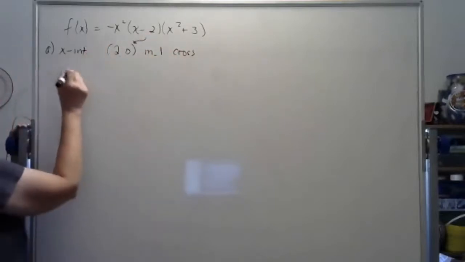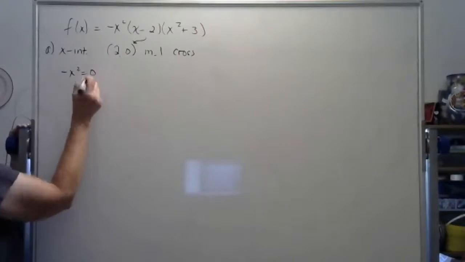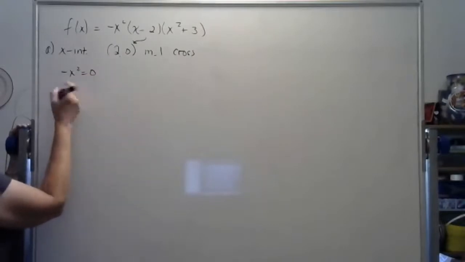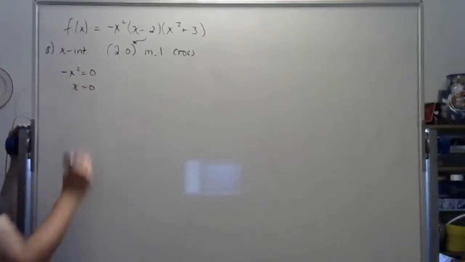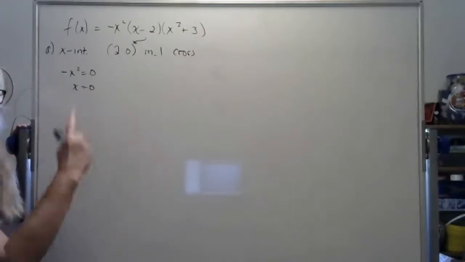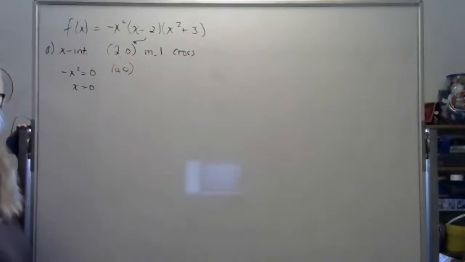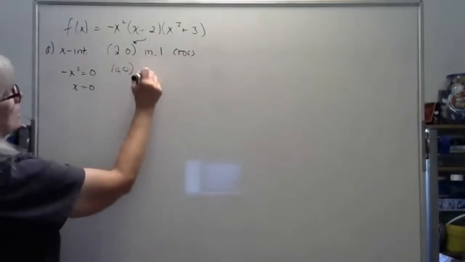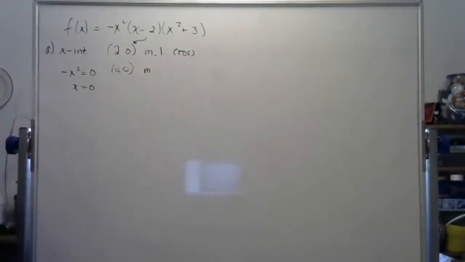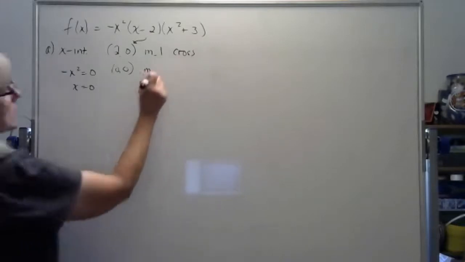Okay, but if I set that -x² that's out in front equal to 0, I can divide out the negative and then square root, and won't we get an x equal to 0? So anytime you have an x out in front, you also have the origin as an intercept. What's its multiplicity? 2. So we know the graph is going to touch.